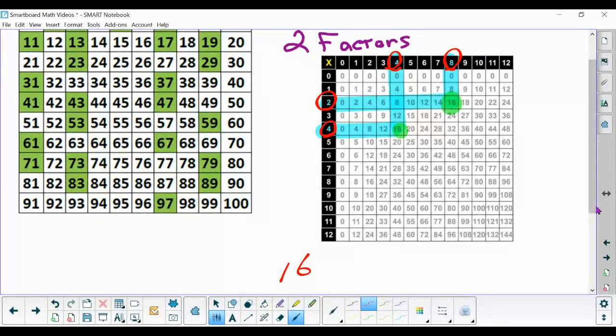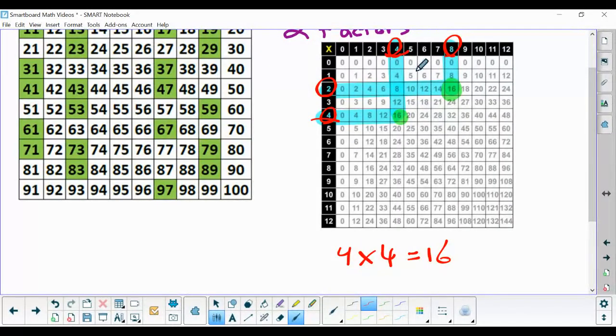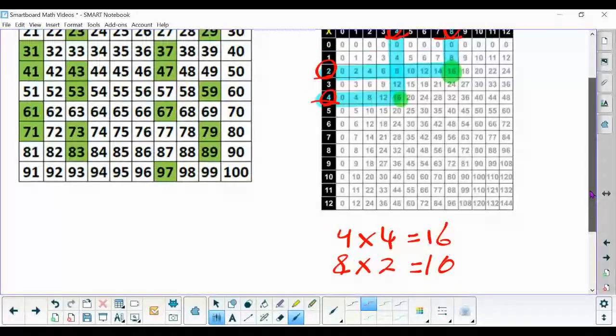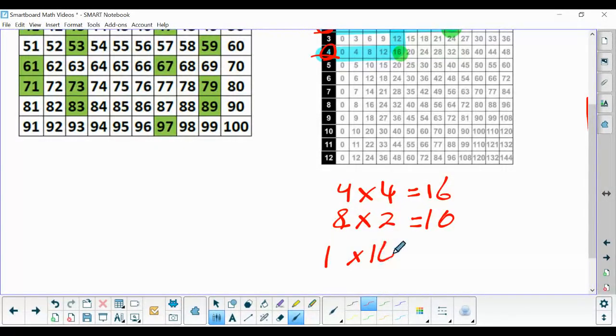So 16, when you multiply 4 times 4, that gives you 16. Well, let's write it differently so you won't be confused. It's the same thing. This and this are the same. I got that from here and here, in case you're wondering. Another example would be 8 times 2, which also gives me 16. And one more set of numbers that give you 16 are 1 and 16.